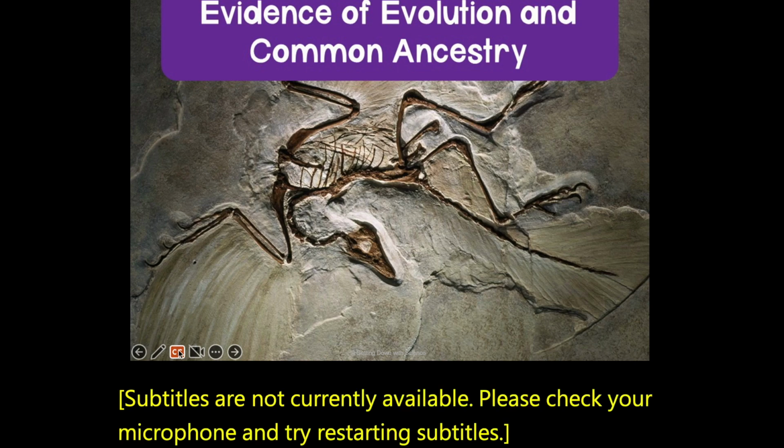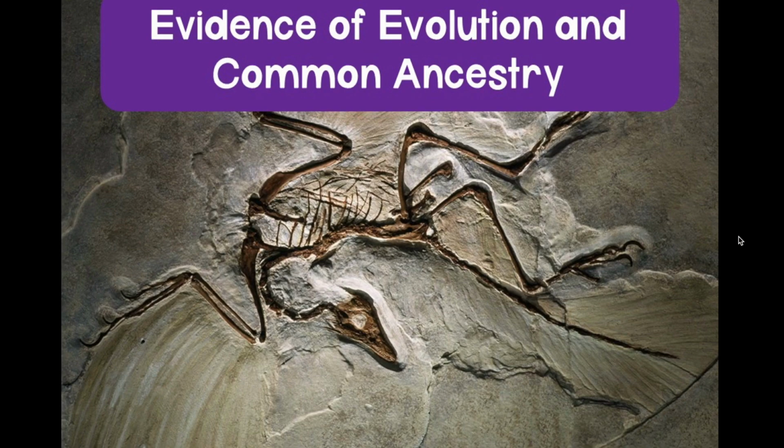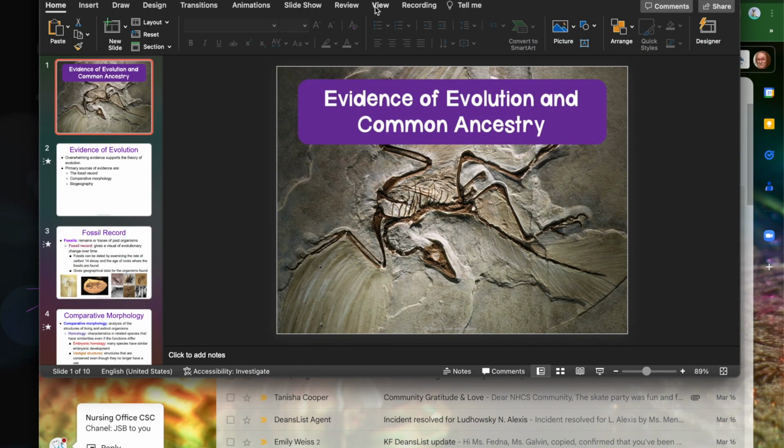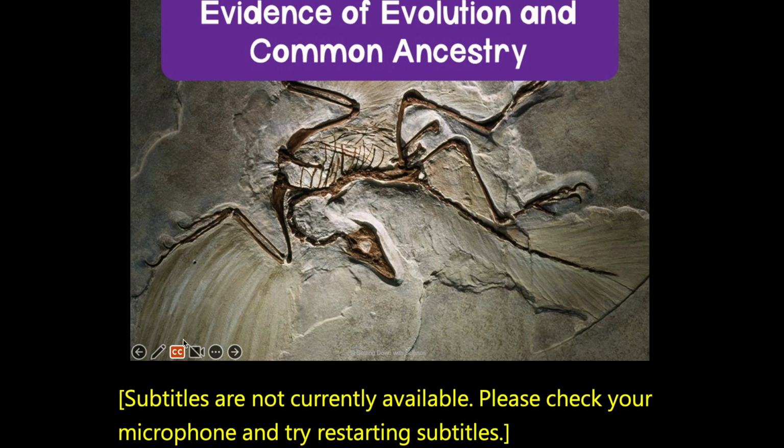Alrighty, cool. So, big idea here for AP Biology, evidence of evolution and common ancestry. This is Unit 7, topics 6, 7, and 8.